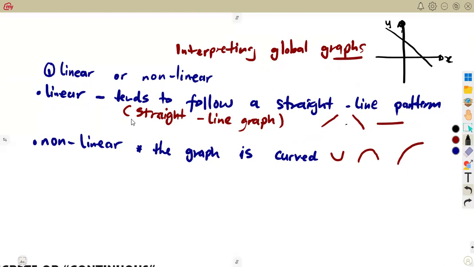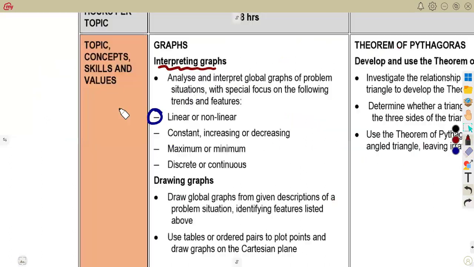That's linear. But if there is something being drawn like this, we cannot say this is linear. No, this is now non-linear. It can be like this, non-linear. It can be like this, non-linear also. Interpret, to tell. Can you tell? You are not doing anything for now. We are just telling us to say what type we are having.